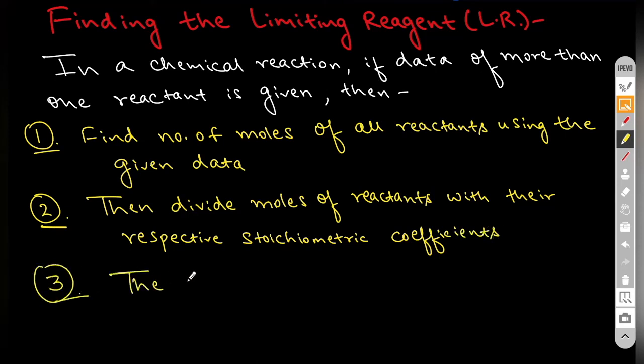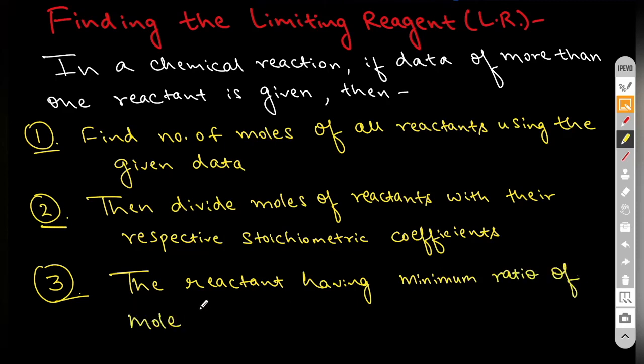Step number 3, this is the final step, we'll write the reactant having minimum ratio of mole to stoichiometric coefficient, SC. The reactant with the minimum ratio of mole to stoichiometric coefficient will be the LR. So this is the way how we find the LR.